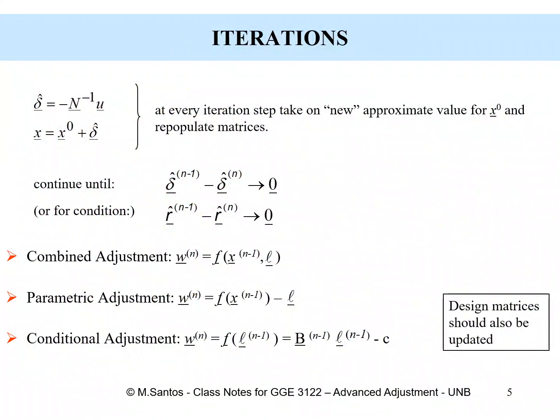Iterations. As stated before, whenever dealing with a linearized problem, namely a non-linear problem that has been linearized by Taylor series expansion, iterations are required to obtain the best estimate. In the combined and in the parametric cases, we are looking at consecutive solutions for the least squares correction vector delta hat. At each step, the solution vector x hat will be updated and used as the approximate parameter vector x naught to evaluate both the misclosure vector and the design matrices.